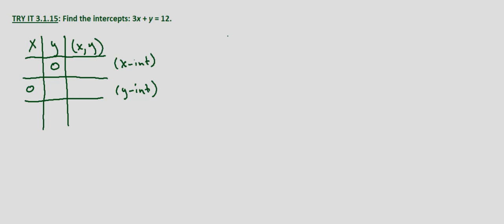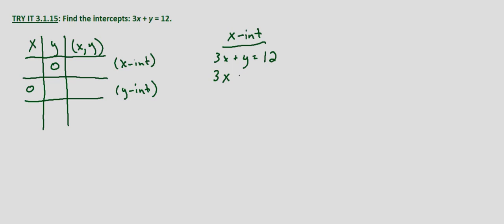Let's find the x-intercept. Again, that's when y equals 0. So for the x-intercept, write out the equation, 3x plus y equals 12. It crosses the x-axis when y equals 0. So we substitute y equals 0 and we solve for x.